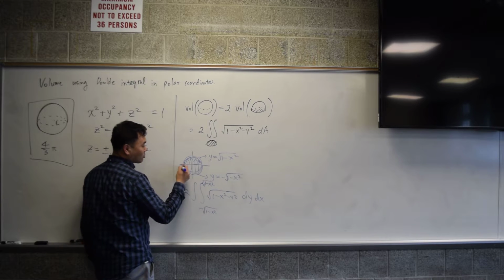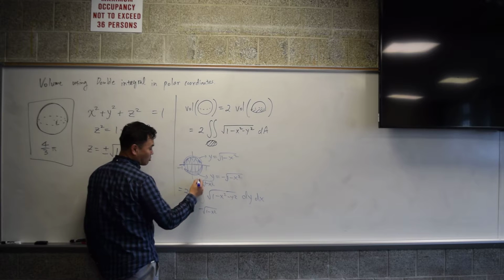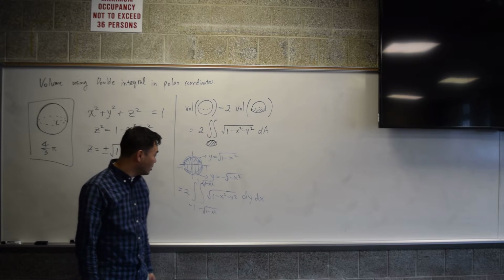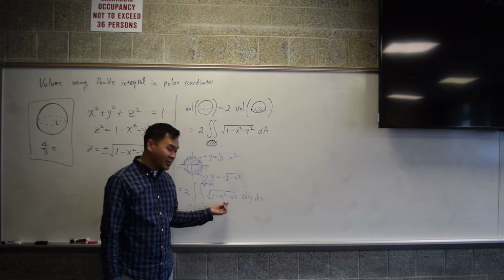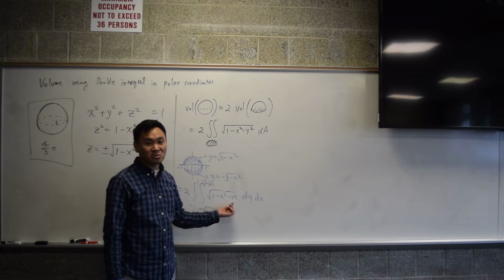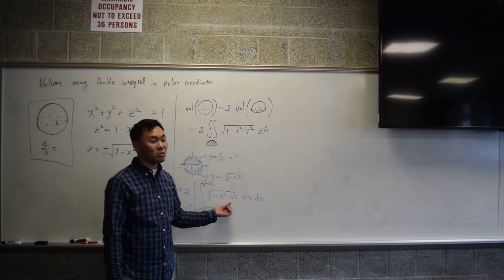And then your x goes from negative 1 to 1, so it's from negative 1 to 1. So that's the integral that you have to do. But already, isn't this really hard? How do you integrate this with respect to y? I don't know how to do it. Yeah, it's quite hard. Okay? You don't want to do it this way.